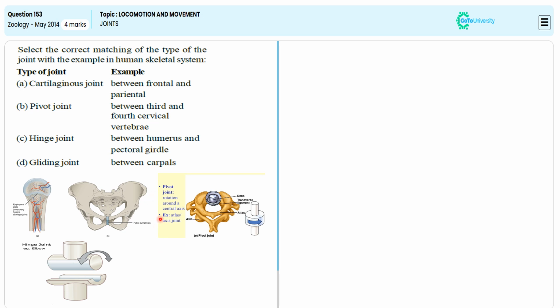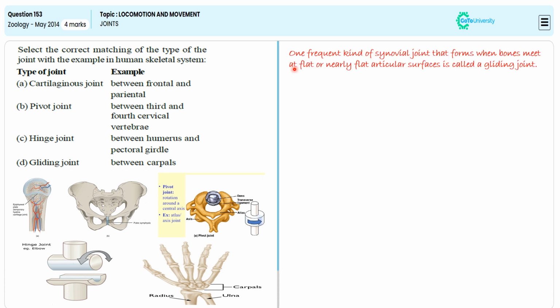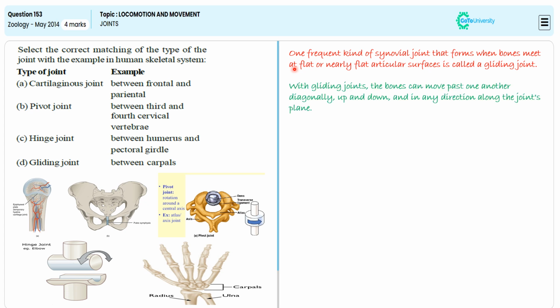What are the points we told with this pictorial representation that we are giving as a recap to take the NEET notes for future reference? One frequent kind of synovial joint that forms when bones meet at flat and near flat articular surfaces is called a gliding joint. With a gliding joint, the bones can move past one another diagonally, up and down, and in any direction along the joint plane.